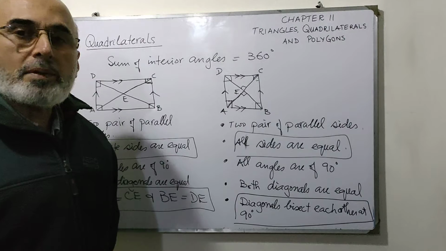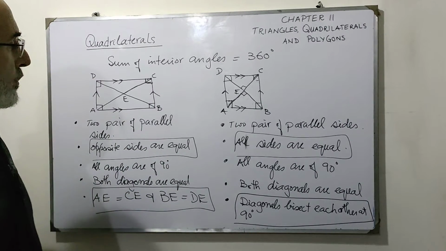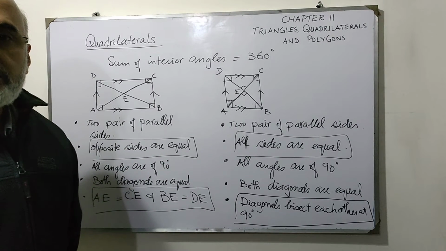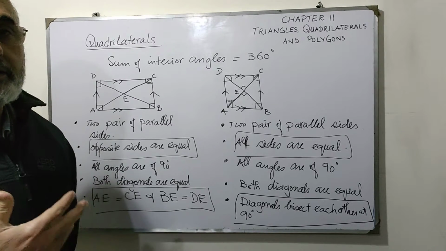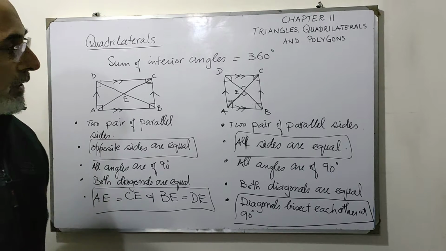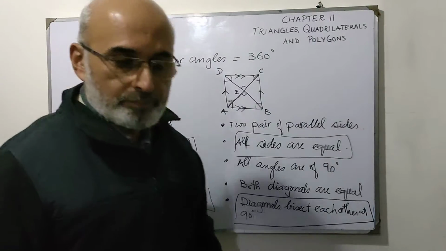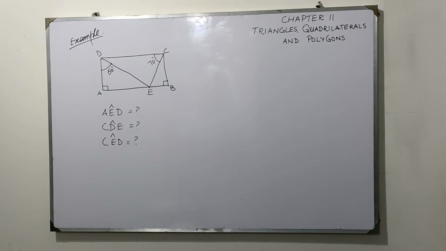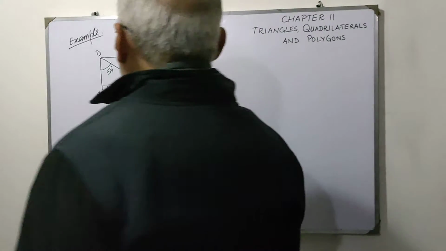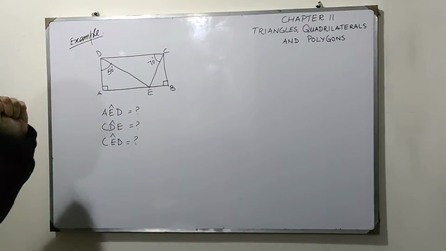So let's do some examples to solve the quadrilaterals, by using these properties and the properties we have already learned regarding angles and the exterior angles. Okay, so let's do that. We're going to take an example.